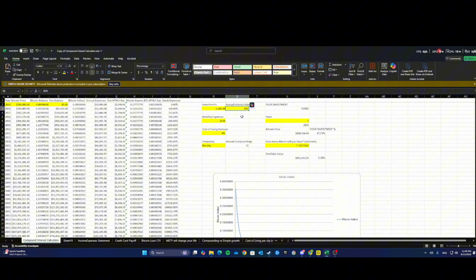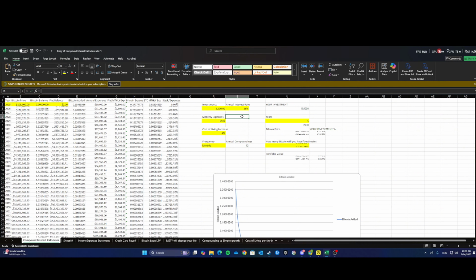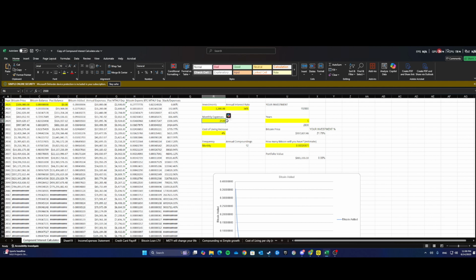Let's say you think the annual interest rate will stay the same, around 56%. Your monthly expenses might be a little bit higher, so let's say your monthly expenses are $3,500 a month, right? And it changes, but it only changes over here. So let's just do 10 years.